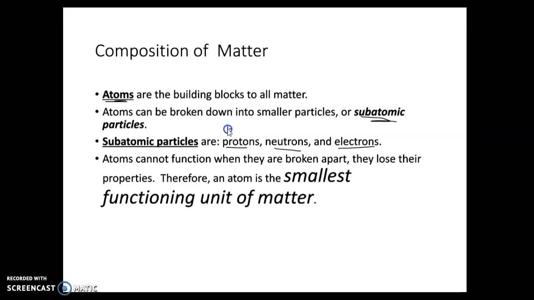Protons have a positive charge and they have a mass of 1 AMU. Neutrons have a neutral charge or no charge, and they also have a mass of 1 AMU. Electrons have a straight up negative charge, but they have a negligible mass, so it's nil, it's nothing, because it's insignificant. So again, an atom is the smallest functional unit of matter. They can be broken down into subatomic particles, but the subatomic particles can't go out and do stuff on their own. The atom will lose its qualities.